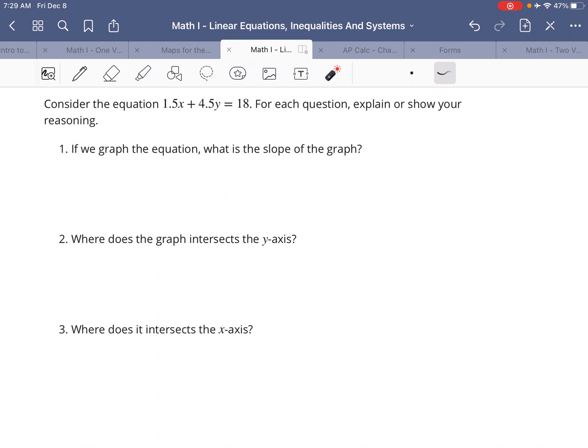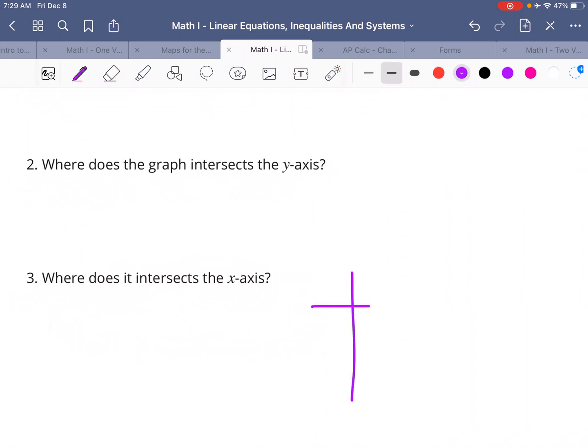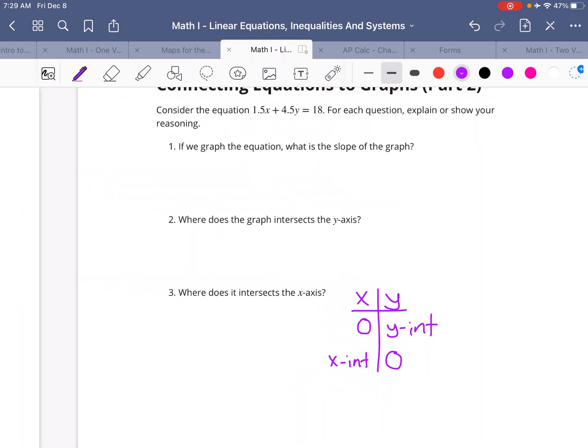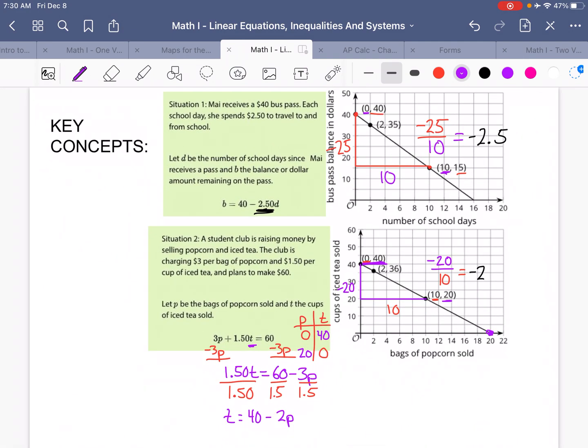I would do that. And then the question of where does it intersect the x-axis? Well, you remember when I had that chart with the p and the t where one was 0 and the other was 0? The y-intercept is where x is 0. The x-intercept is where y is 0. So you're going to kind of have to do both things that I asked you to do, or that we worked on over here.